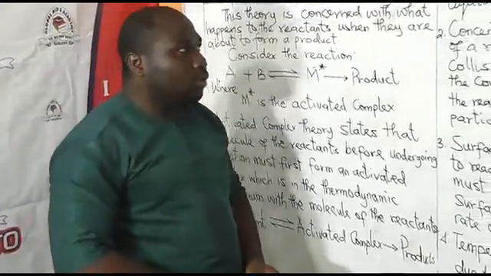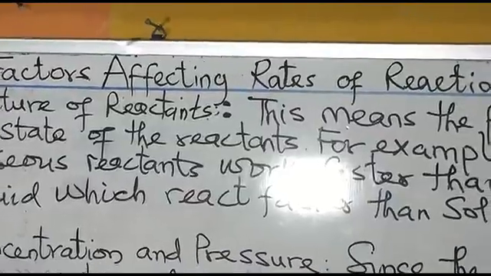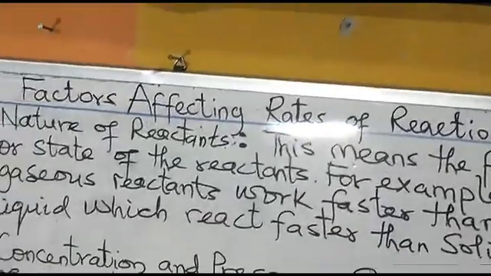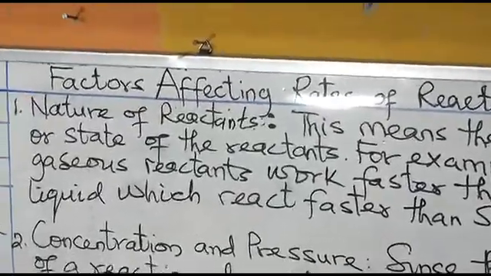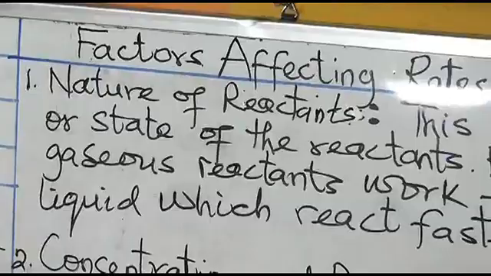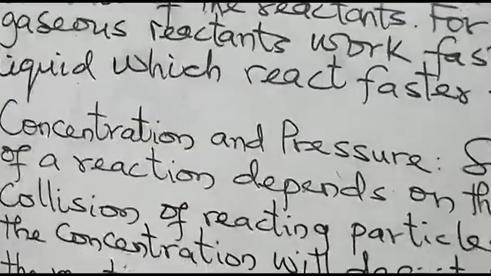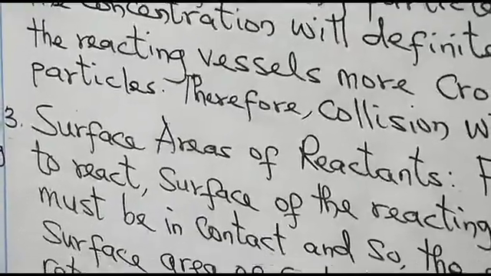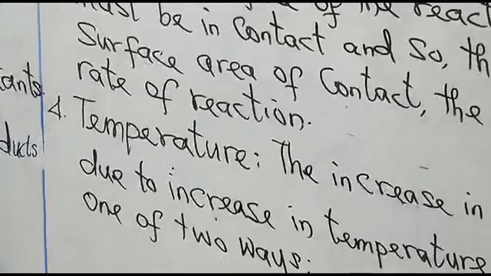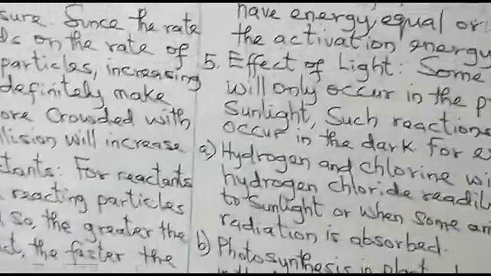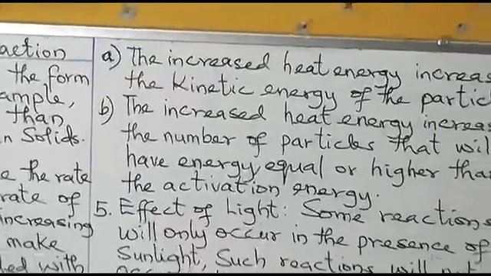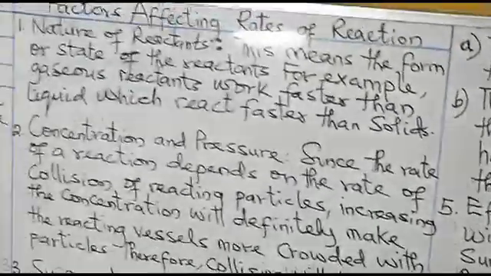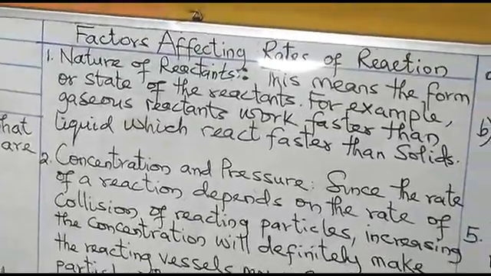And also, let's look at factors affecting rates of chemical reaction. We have 5 factors affecting rate of chemical reaction. The first one is the nature of reactants. The second is concentration and pressure. The third one is surface area of reactants, followed by temperature change, and finally, effect of light. The first one, nature of reactants. This means the form or state of reactants.